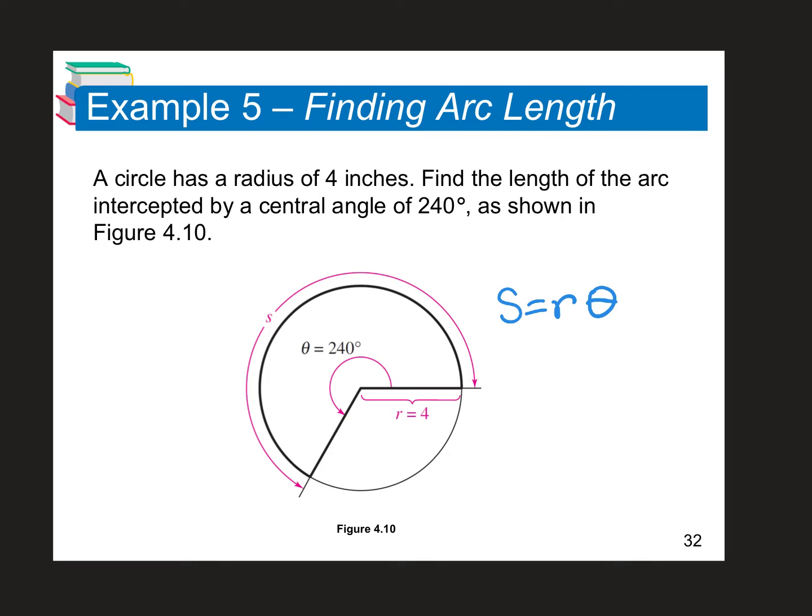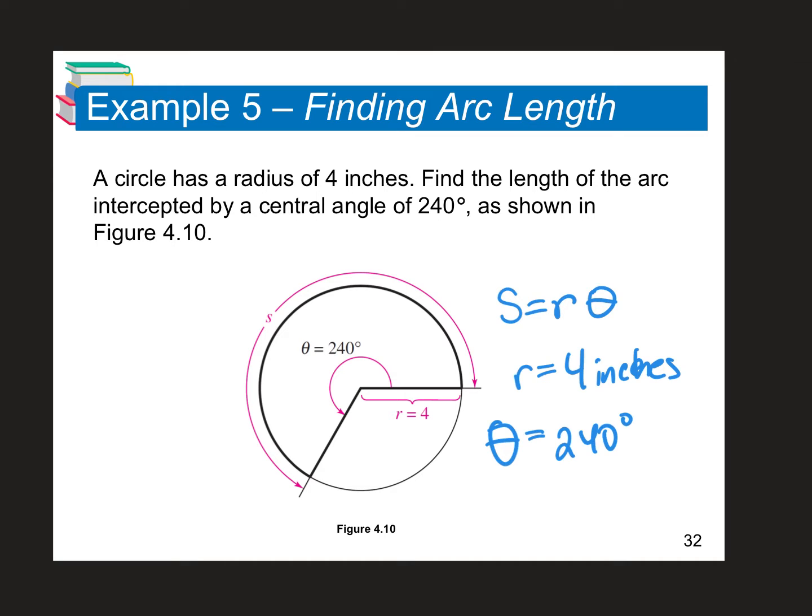Plug in the stuff that you know and isolate the thing that you're trying to find. But if I'm trying to find the arc length, I have all of the information. I don't have to have a picture. They could just give me the information in words. But what is my radius here? What is my R? It's 4 inches, right? What is the central angle? What is the theta that they gave me?